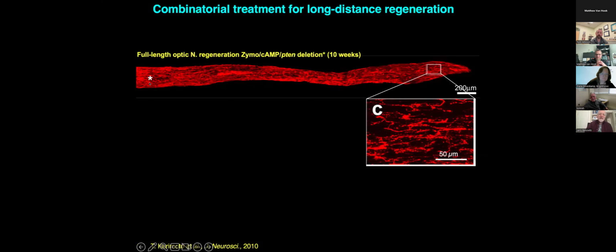We feel very confident about this, that with appropriate combinatorial therapies, inducing intraocular inflammation that elevates levels of particular chemokines from neutrophils and macrophages, combined with PTEN deletion, we see this amazing synergy. The injury site is over here where the asterisk is, and these are axons regenerating the full length of the optic nerve all the way down to the chiasm, and some percentage cross.